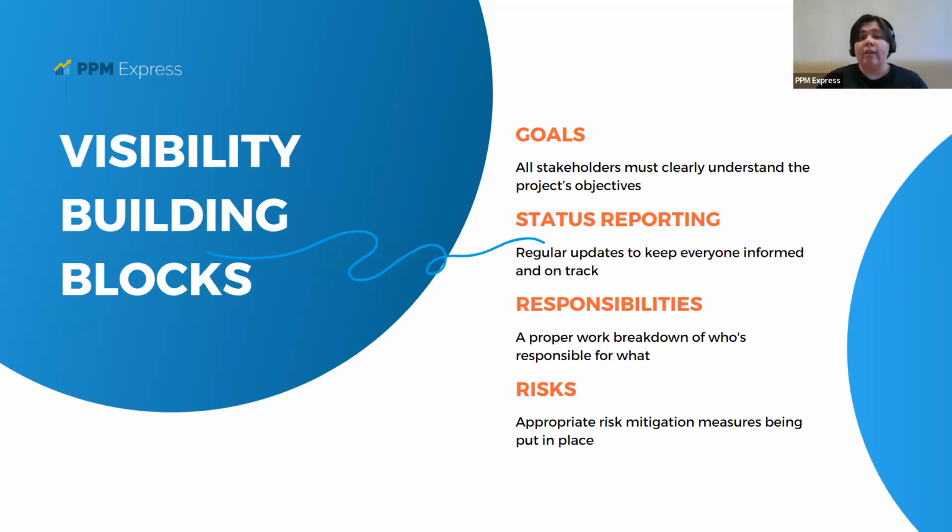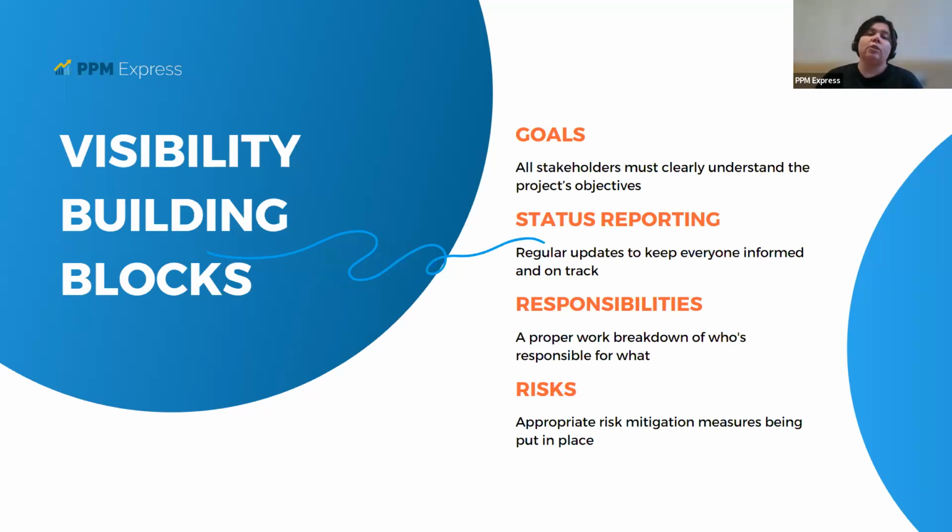First of all, stakeholders must clearly understand the project goals to work together towards achieving them. Regular updates on the project progress help keeping everyone informed and on track. Of course, everyone must know who is responsible for which tasks, and creating a proper work breakdown helps to ensure the project stays organized and the tasks are completed on time.